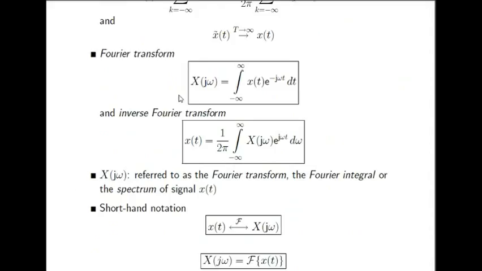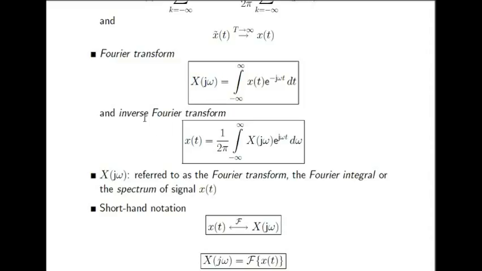To find out the Fourier transform of any signal, you need to integrate it from minus infinity to infinity, with the function multiplied by e to the power minus j omega t, dt. It is represented by the notation X of j omega, and you can also find the inverse Fourier transform.